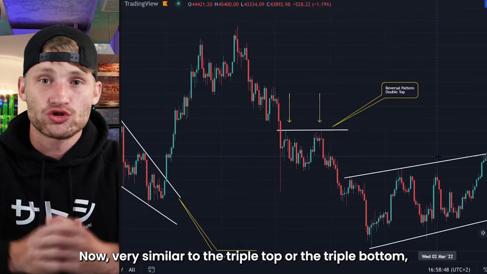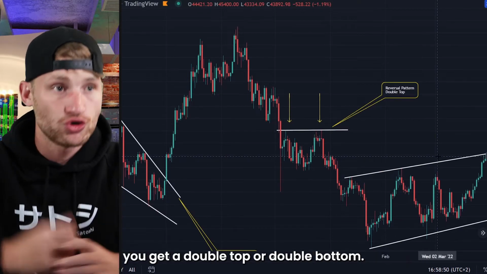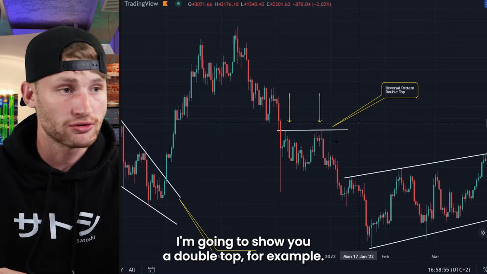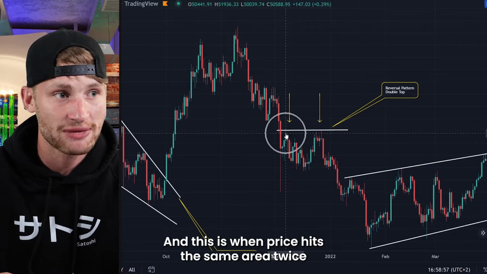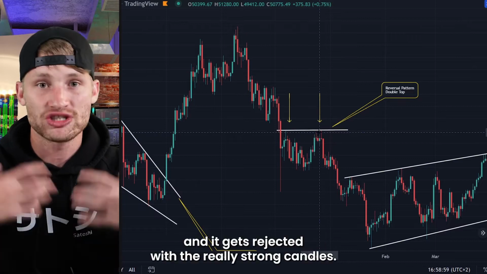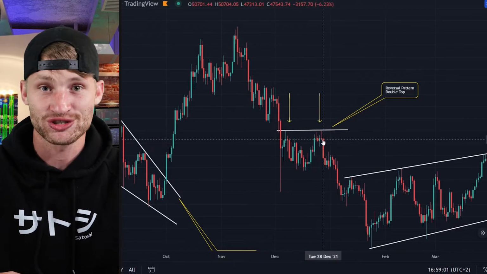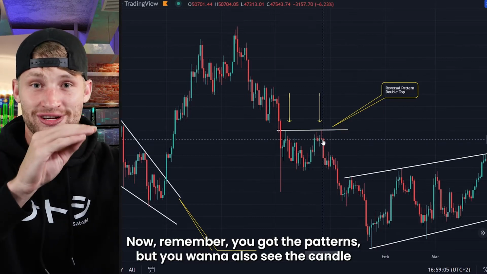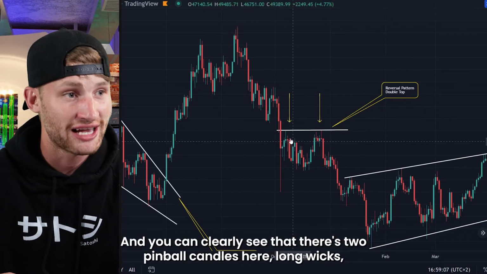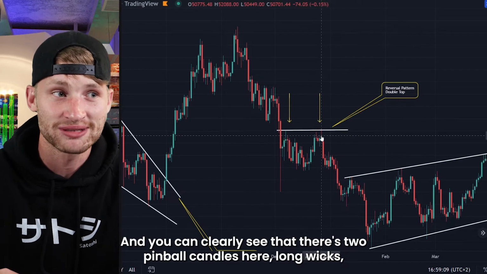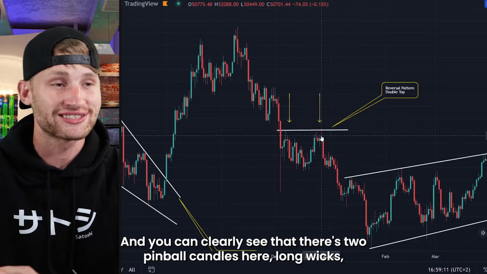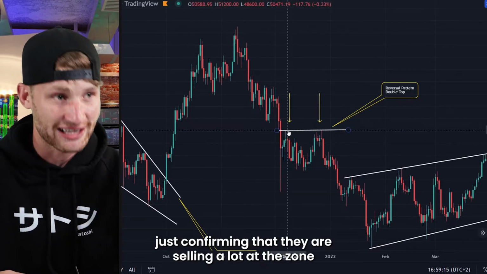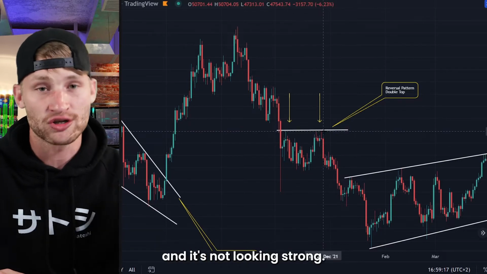Now, very similar to the triple top or the triple bottom, you get a double top or double bottom. I'm going to show you a double top, for example. This is when price hits the same area twice and it gets rejected with really strong candles. Now remember, you've got the patterns, but you also want to see the candle that forms at those areas. You can clearly see there are 2 pin bar candles here, long wicks, plus they're double topping in the same area, just confirming that they are selling a lot at the zone and it's not looking strong.